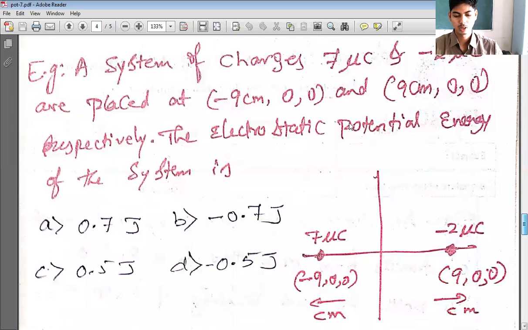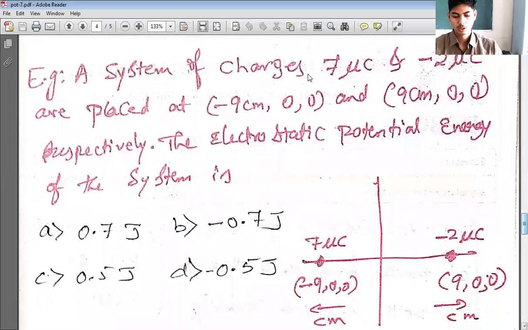That is shown here. This is the Cartesian coordinate system. This is positive x-axis. This is negative x-axis. Positive y, negative y-axis. Charge 7 microcoulomb is placed at minus 9, 0, 0, that is, on the negative x-axis. Minus 2 microcoulomb is placed on the positive x-axis at 9, 0, 0.